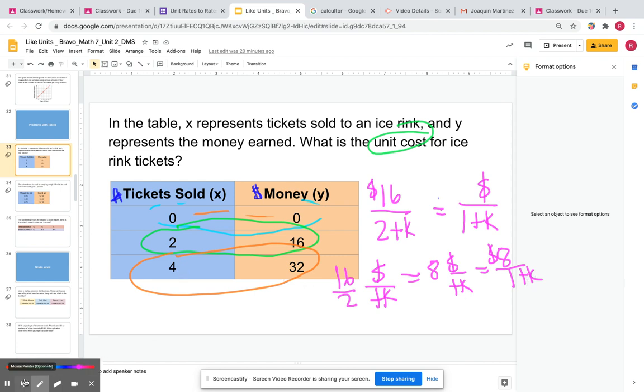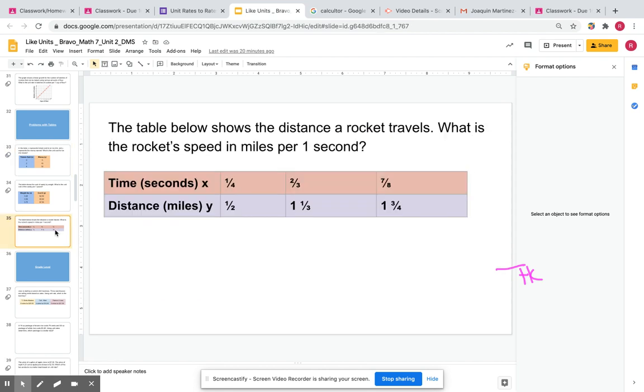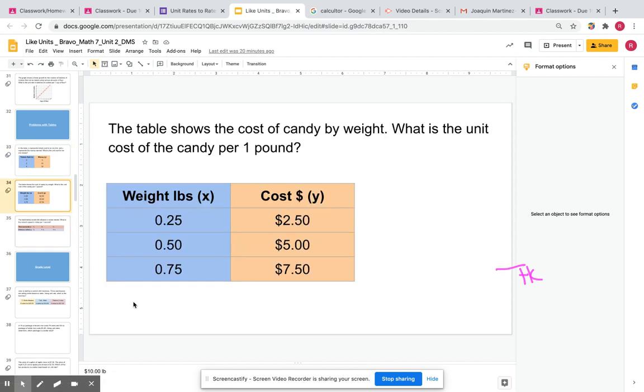I'll do one more just to emphasize how to do a problem like these. Actually, that one's more complicated. We'll do this one. This one on the table shows the cost of candy by weight. What is the unit cost of the candy per 1 pound? Just very similar to the other problem, you have options. You could select this pair, you could select the middle one or the last one. I'm going to stick with the top one, but like I said, it's always y over x for these types of problems. So what's y?